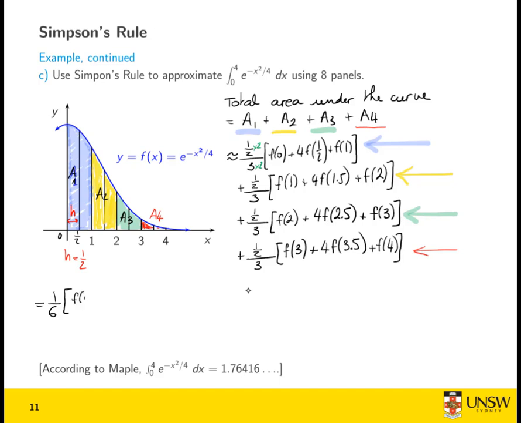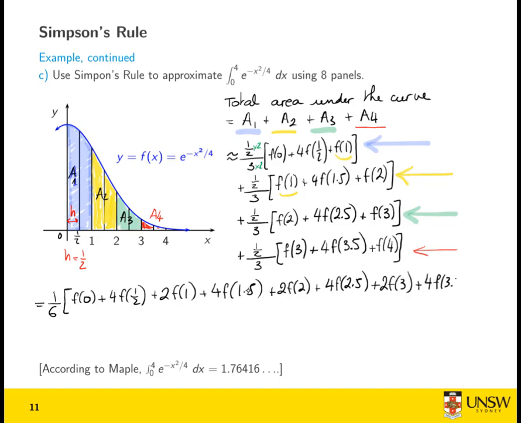So f of 0 appears only in the first sum here. F of 1/2 also appears in only one sum, 4 times f of 1/2. Now, as we said, f of 1 appears in both, so we get 2 f of 1. Then f of 1.5 appears in only one sum, in the yellow one. F of 2 appears in two of them, so we get f of 2 twice. F of 2.5 appears only in the green sum. F of 3 appears in two of them. F of 3.5 appears in exactly one, the last one, the red one. And finally, f of 4 appears only in the last one.